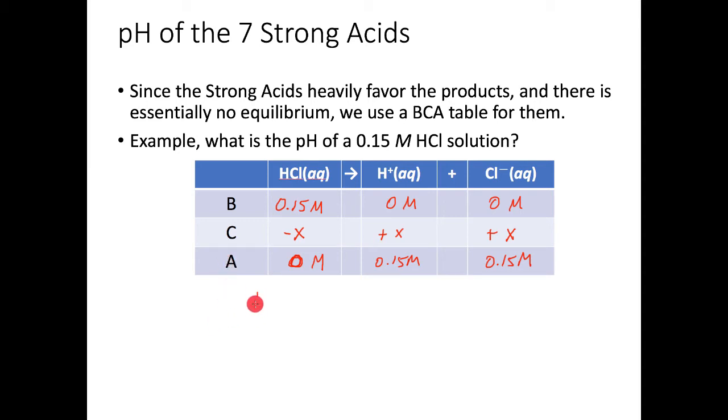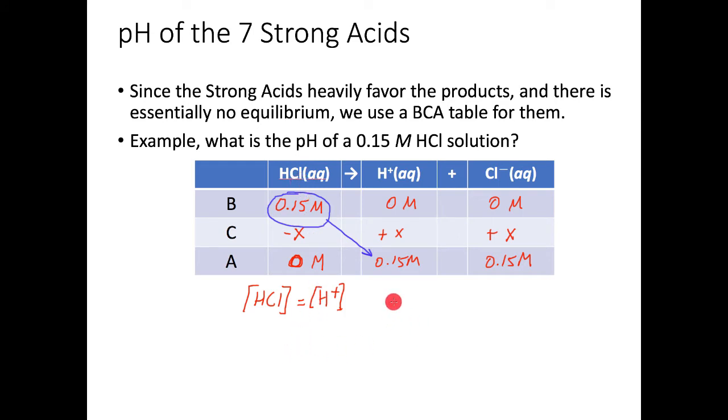So the moral here is that whatever the strong acid concentration is, that's going to be equal to your hydrogen concentration every single time. So technically you really don't have to do this whole BCA table, because whatever this number is here is always going to go down and form this here. So the hydrogen and the strong acid are going to be the same.